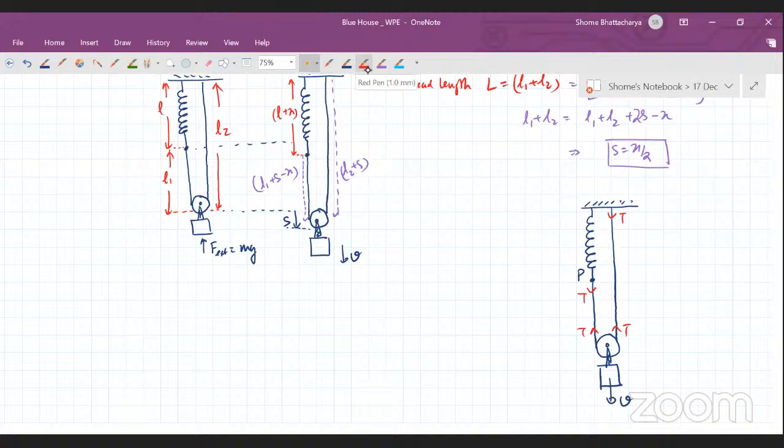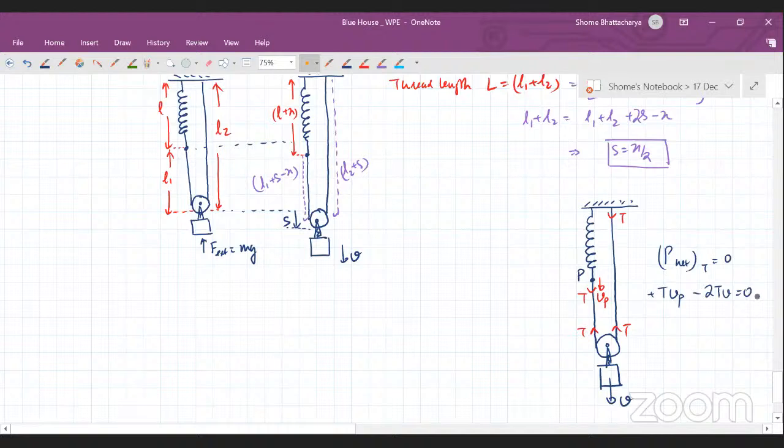Now if the block at some instant has a velocity v downwards, okay, and the point P at that same instant has a velocity Vp downwards, then the net power delivered by tension should be 0. So power delivered by tension at the point P is plus T Vp, and power delivered by tension on the block is minus 2Tv, so that is 0. So Vp is equal to 2v.